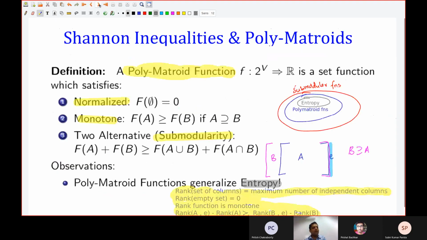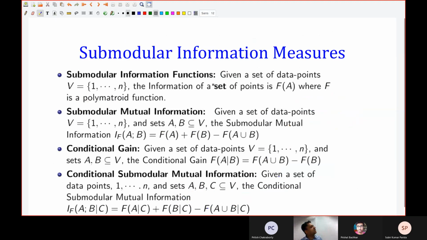Now we are going to generalize our observations on entropy to submodular functions. All our mutual information, KL divergence, information gain, conditional entropy, all of that will generalize. So here are our definitions. F is the information. What is submodular mutual information? It's exactly the same as mutual information, but you have replaced the entropy with the submodular function F. That's the only thing you have done. That's what we mean by submodular mutual information. In general, that's how we get submodular information functions.